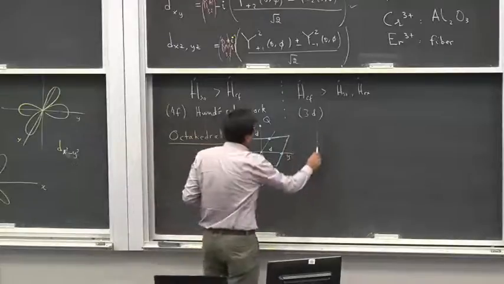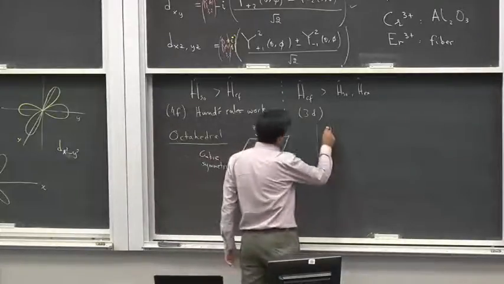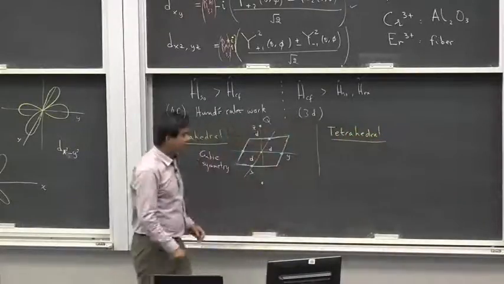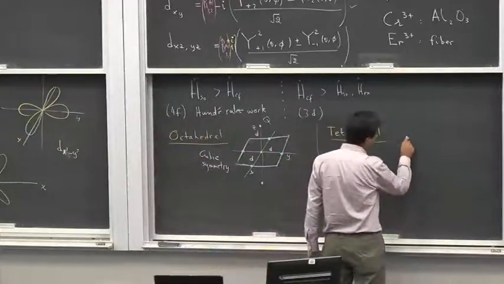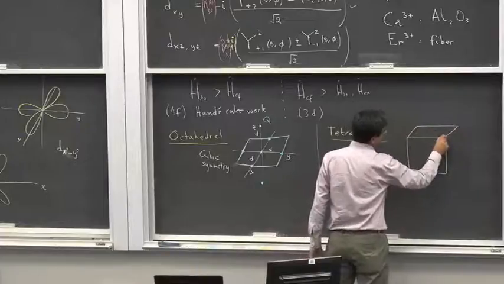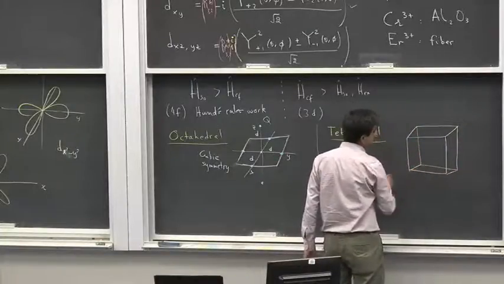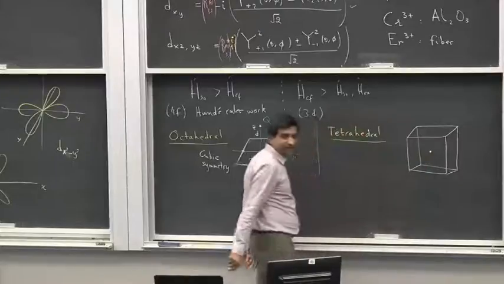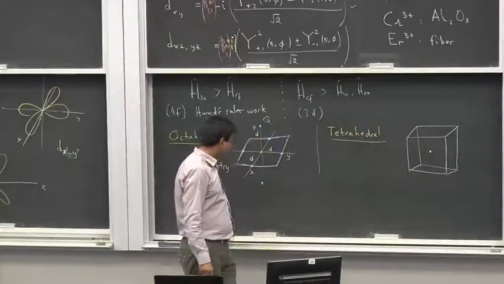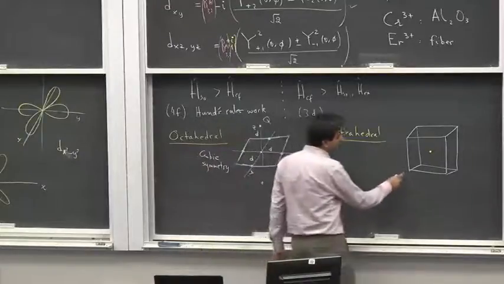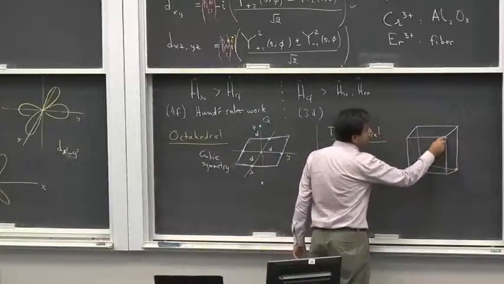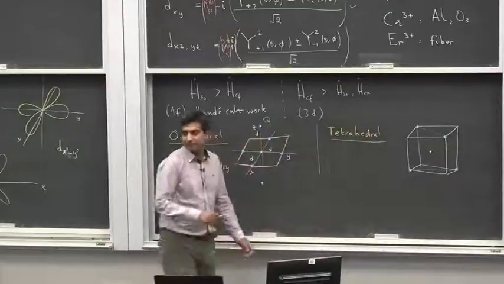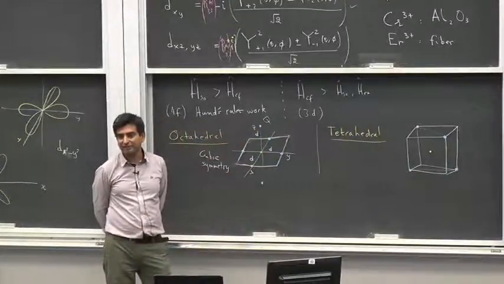Another important environment is the tetrahedral environment. If I would like to draw the tetrahedral environment, I will draw a cube. The metal ion, the 3d ion, is at the body center of the cube. And this is coordinated by four anions on the diametrically opposite diagonals of the two edges. This is called the tetrahedral environment.